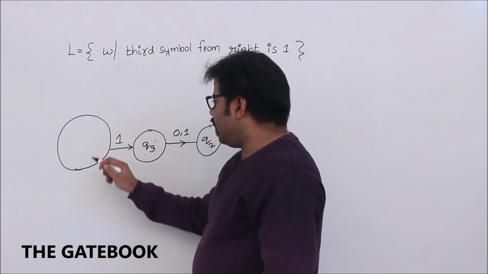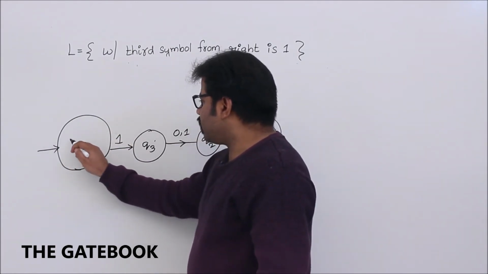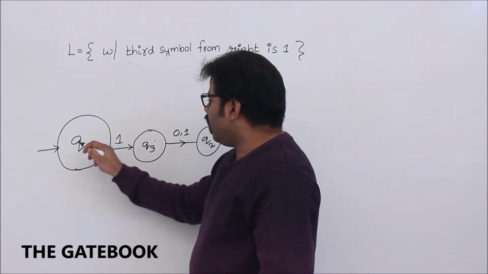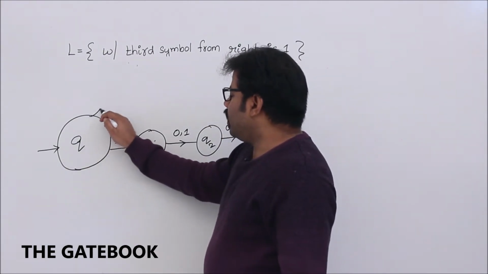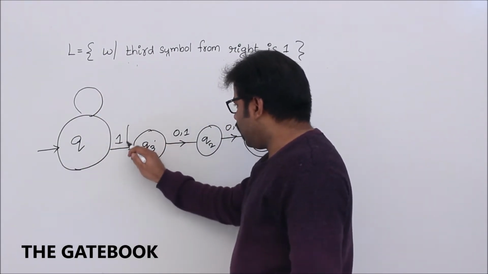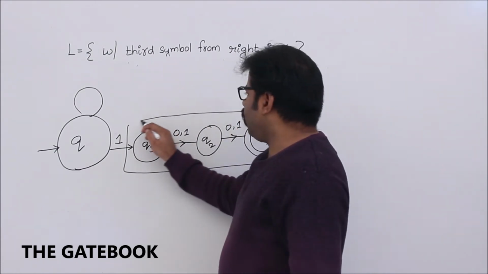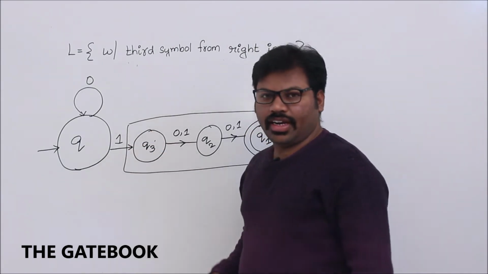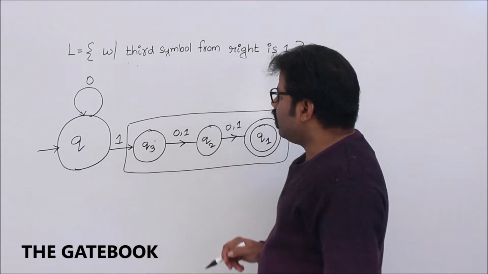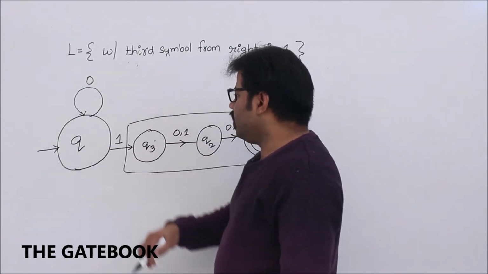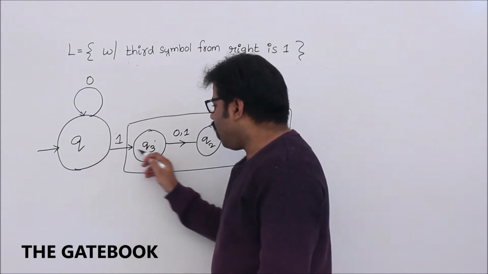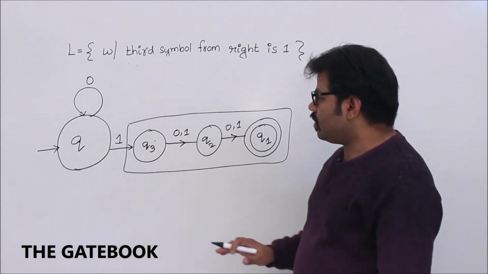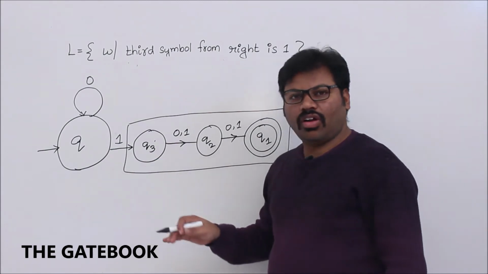Initially I will be at some start state. Let's call it Q, and whenever a 0 comes, I don't call this assistant, because the pattern is all about having 1 at the third symbol. So on 0 I will stay here. Now whenever a 1 comes, I will call it, but still it will not work, right? Because you are calling your assistant at the wrong time.